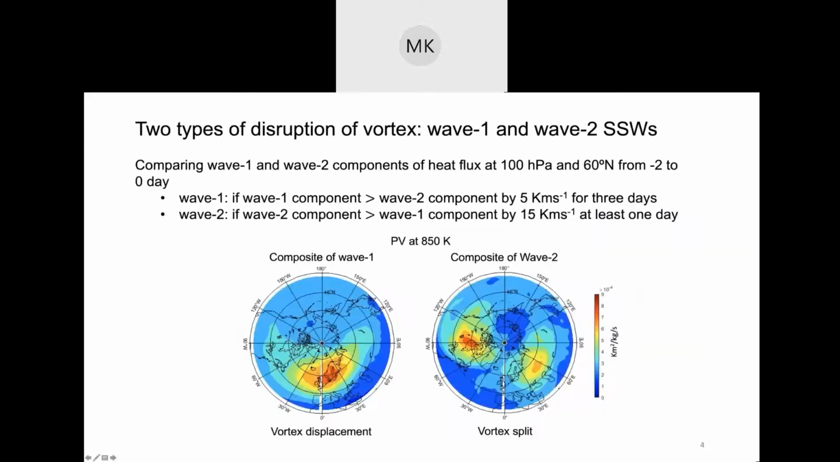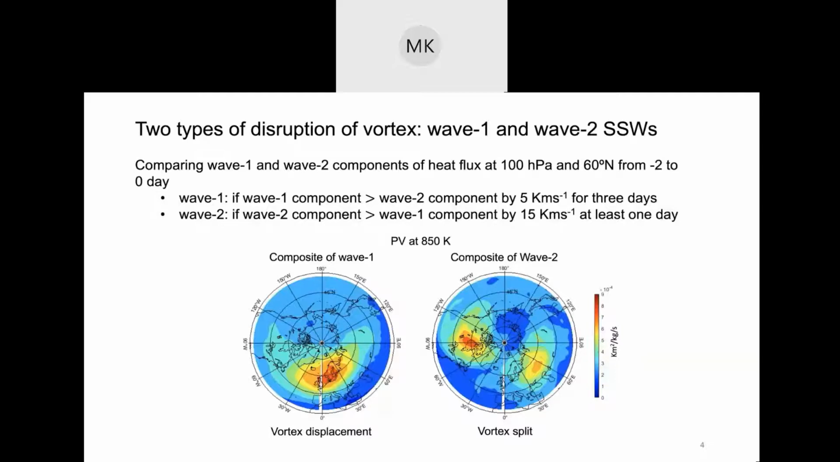And SSWs are caused by the interaction between the upward propagating planetary waves and the mean flow. According to the dominant wave number component of the planetary waves that lead to the breakdown of the polar vortex, SSWs can be classified into wave number 1 and wave number 2 events.